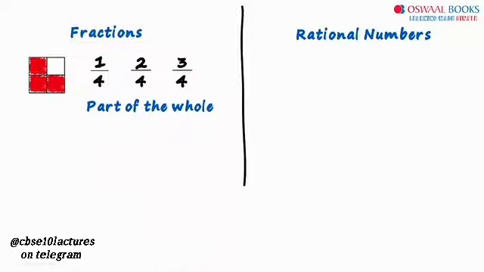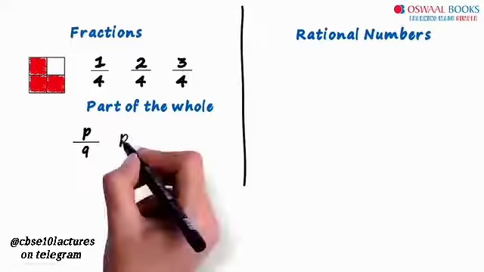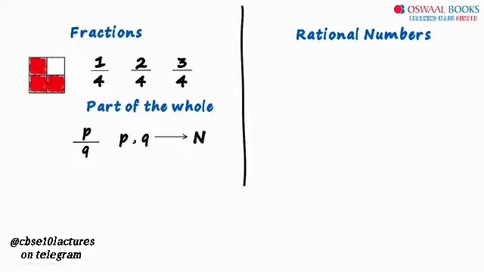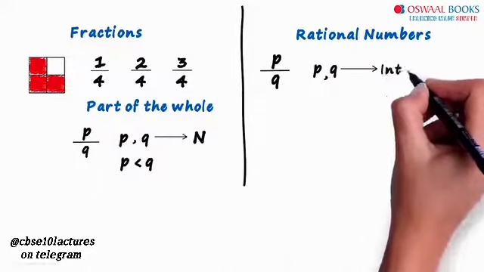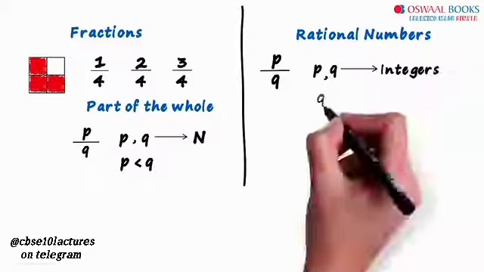A fraction is of the form p by q, where p and q are natural numbers and p is less than q. P and q can only be natural numbers, and the numerator has to be less than the denominator. And rational numbers are numbers of the form p by q, where p and q can be integers and q is not equal to 0.